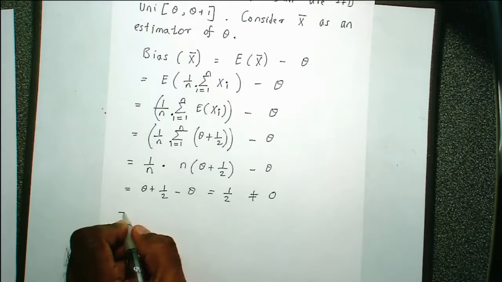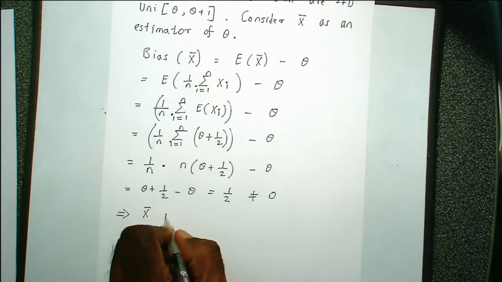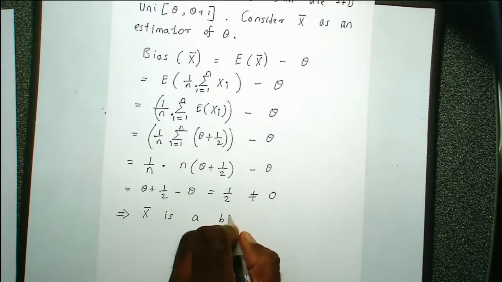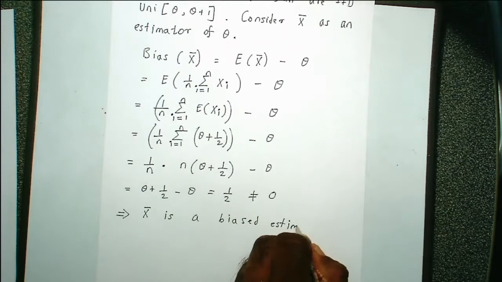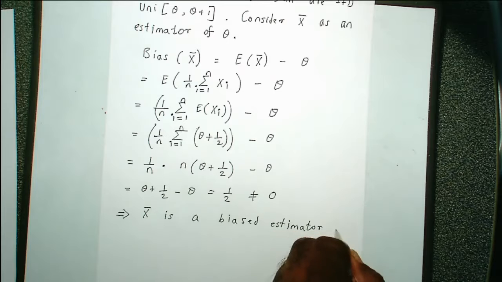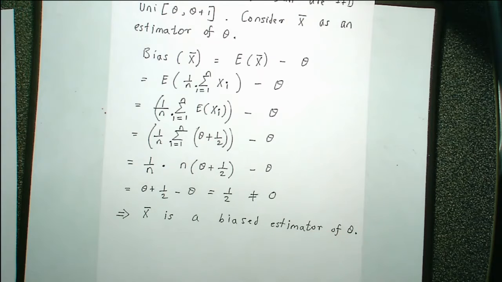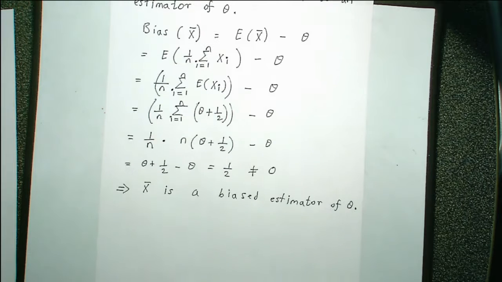So hence, x bar is a biased estimator of theta because the bias is not equal to 0. If the bias is equal to 0, then the estimator would be an unbiased estimator, right? Okay. All right.